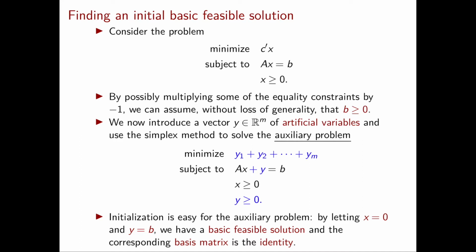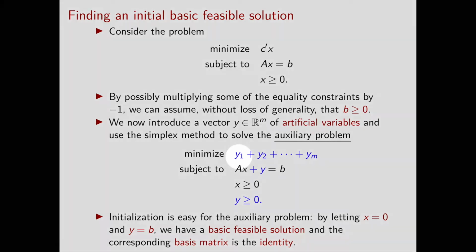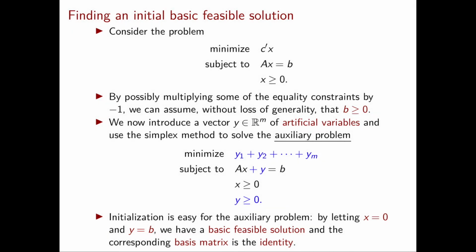Now, what about the objective function of this auxiliary problem? This is simply the sum of all the y variables. At this point, the connection between the original problem and the auxiliary problem is unclear. However, what is clear is that, similarly to the special case that we considered one slide ago, also here it's very simple to obtain a basic feasible solution for the auxiliary problem. Everything we have to do is set x equal to 0 and y equal to b. Also in this case, the corresponding basis matrix is the identity.